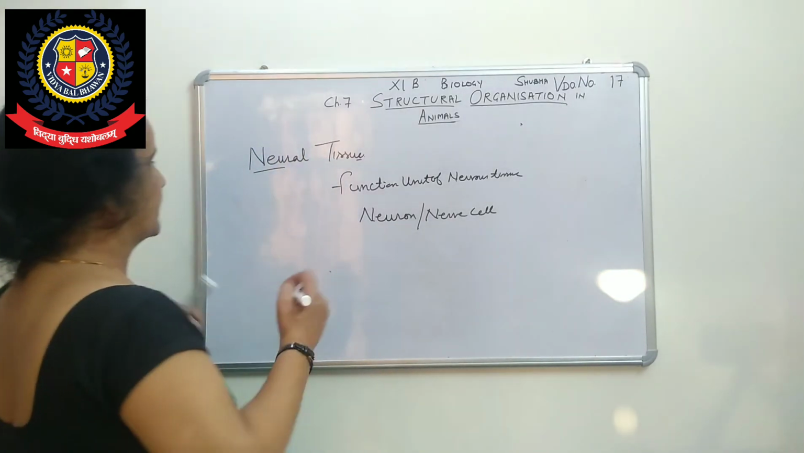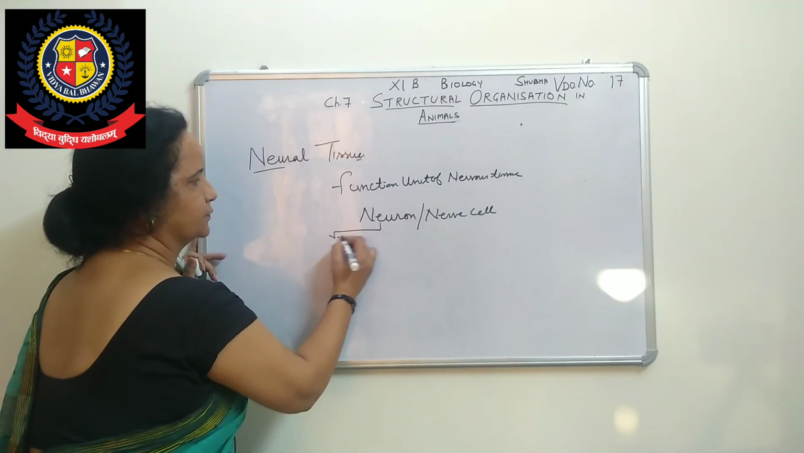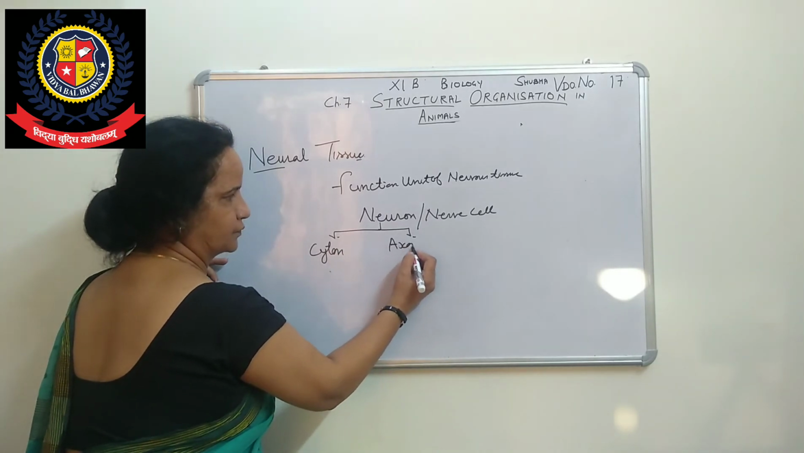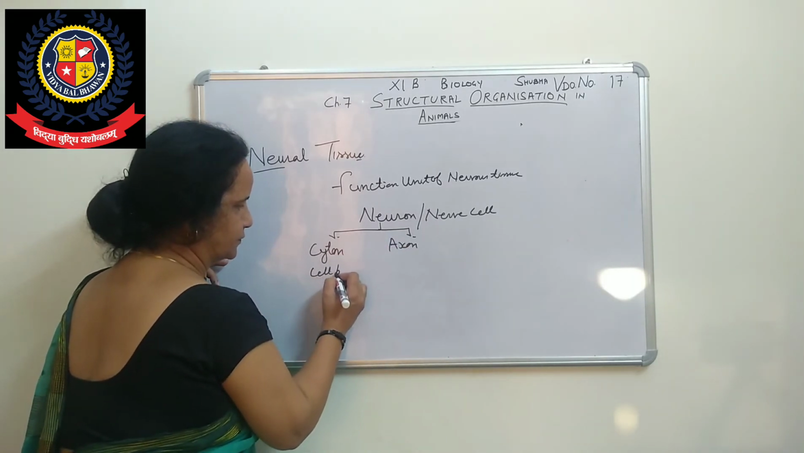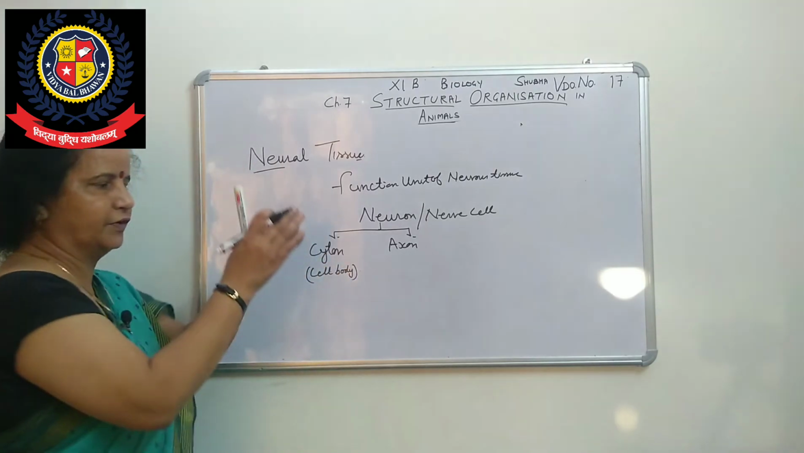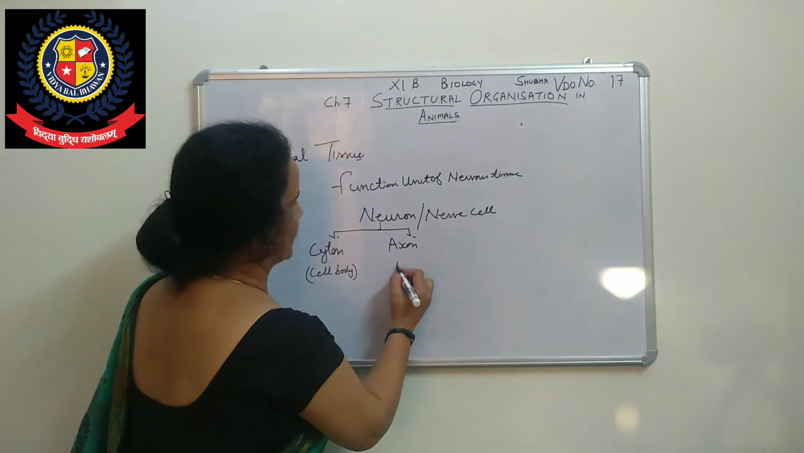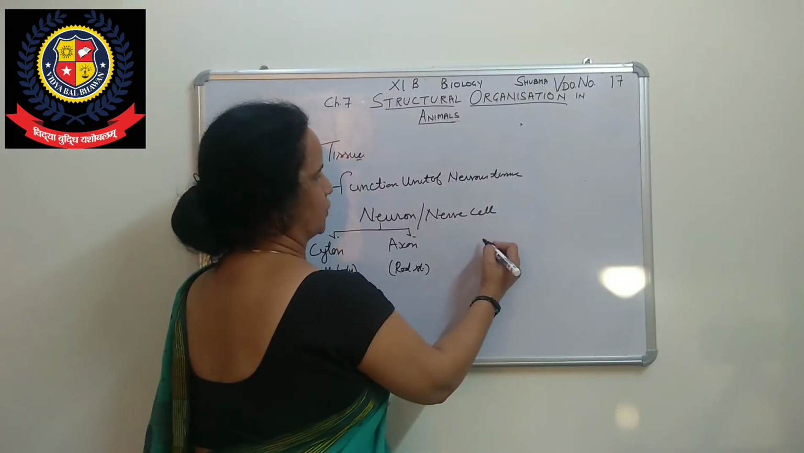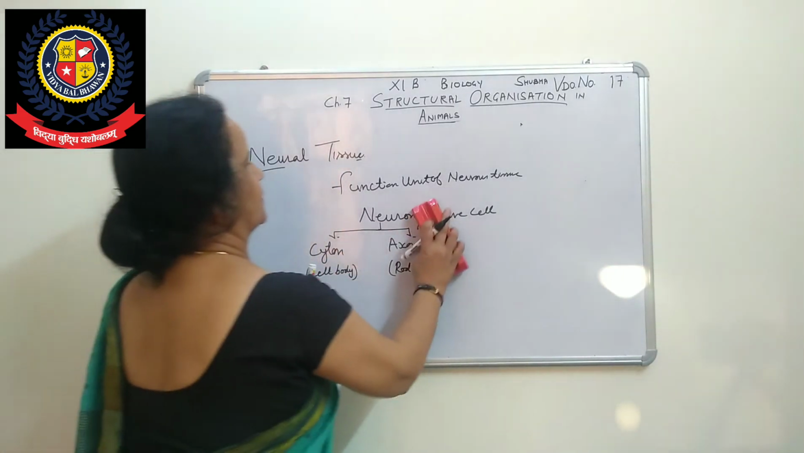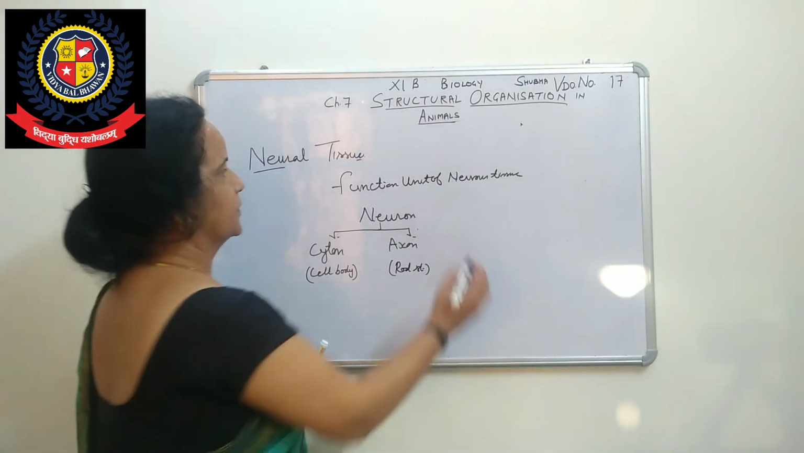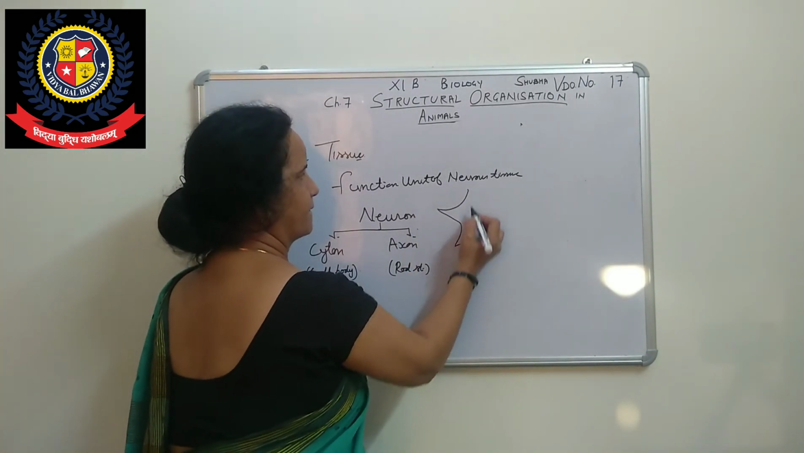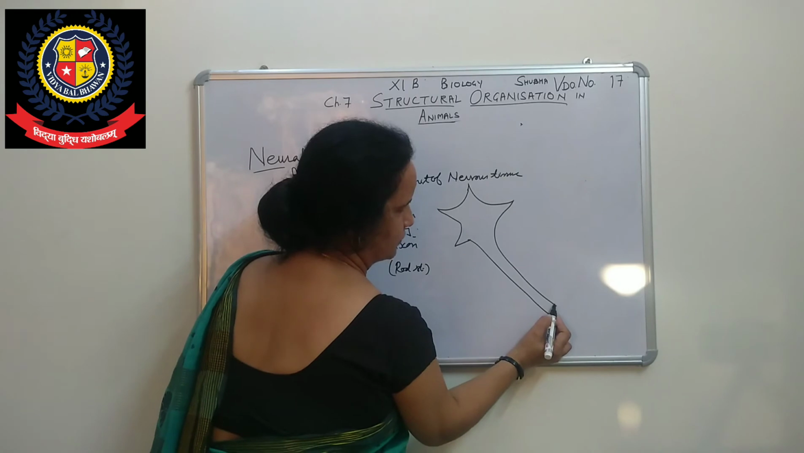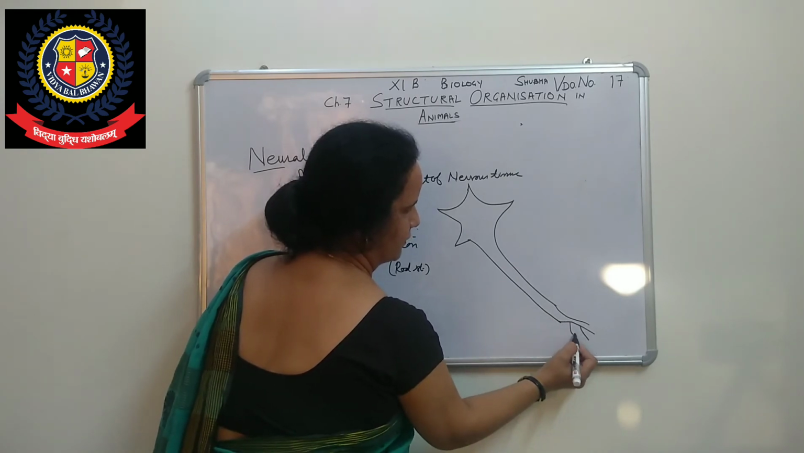So I am taking that one. The neuron has two main parts, cyton and axon. Cyton is also known as the cell body. This whole neuron is divided into two parts. The axon is a rod-like structure. Now how will it be? That is the cyton. Like this, it ends with the nerve endings.